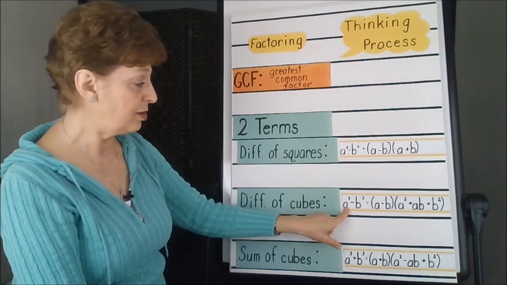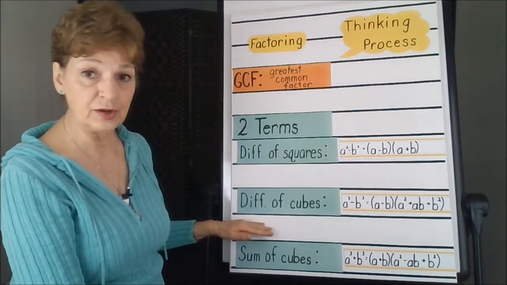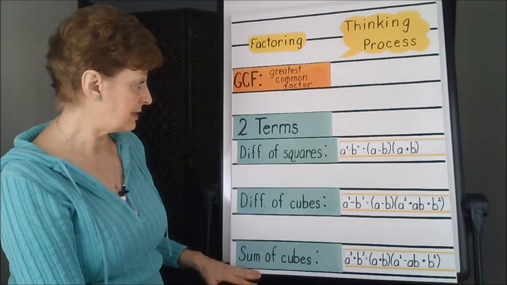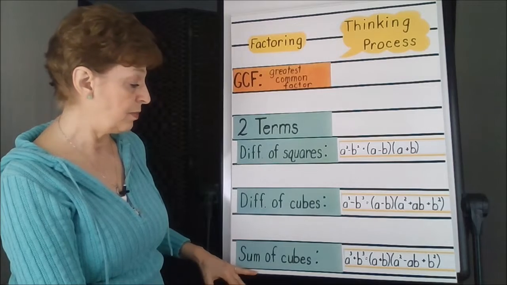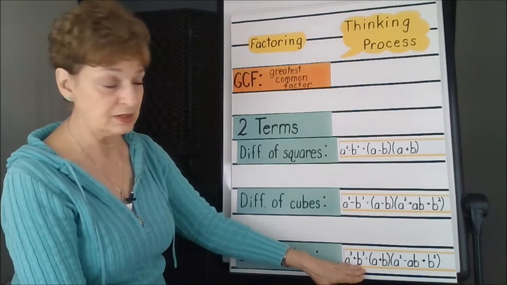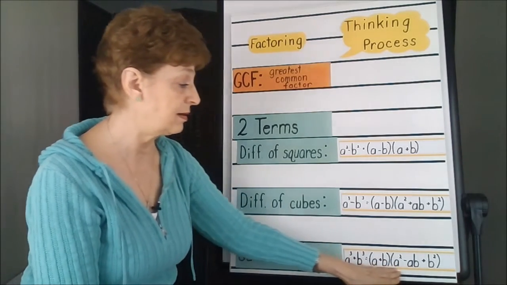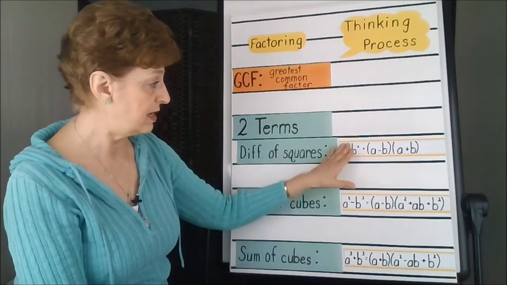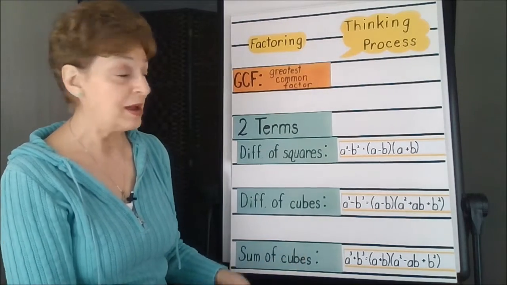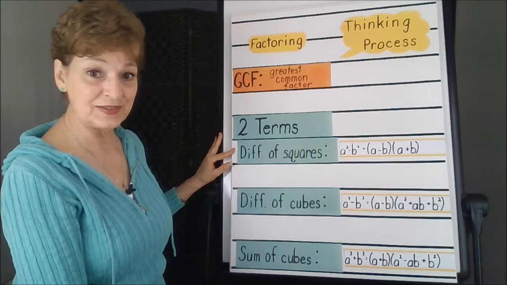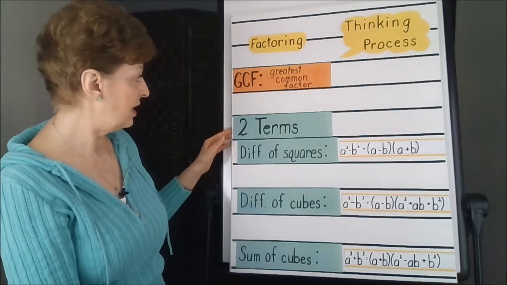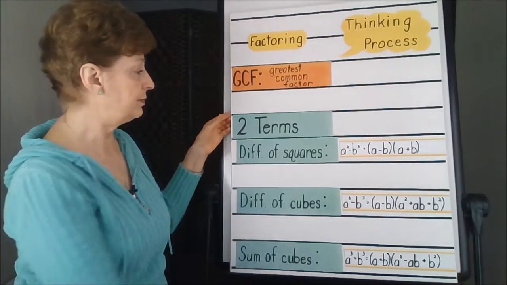You might have a cubed minus b cubed. That's called a difference of cubes, and there's a formula for that too. And lastly, in a two-term polynomial, you might have the sum of cubes, where you'd have a cubed plus b cubed, and there is a split that's standard for that. So these three formulas are very helpful, and they're easy to use, but you have to recognize that you have a difference of squares, a difference of cubes, or the sum of cubes. So that's in a two-term polynomial.